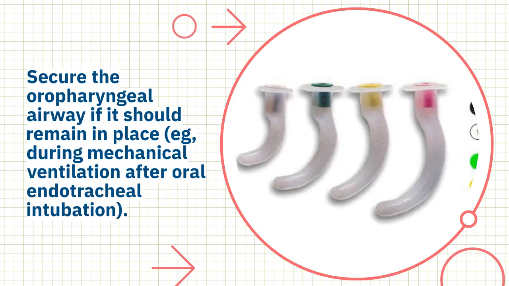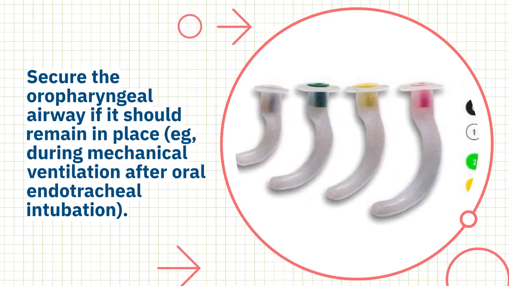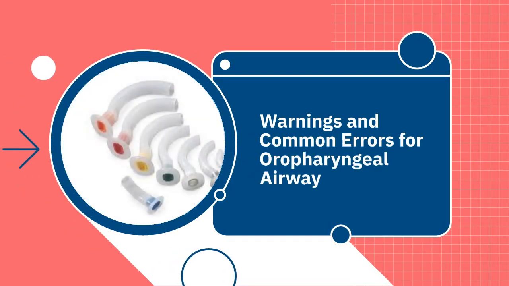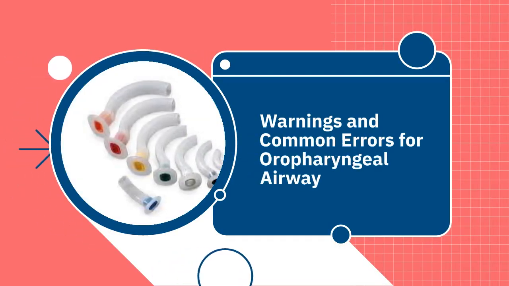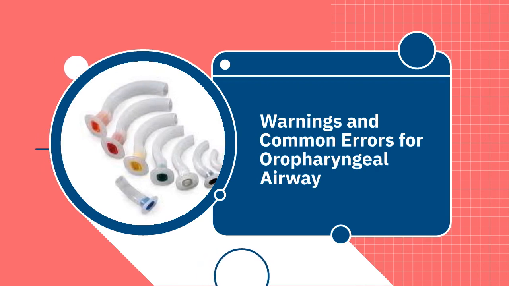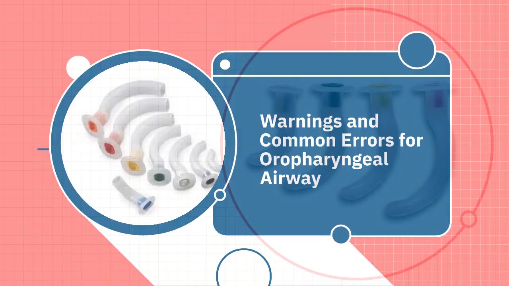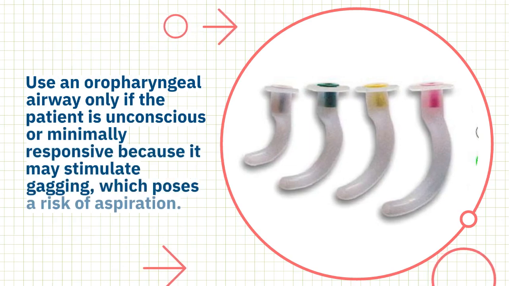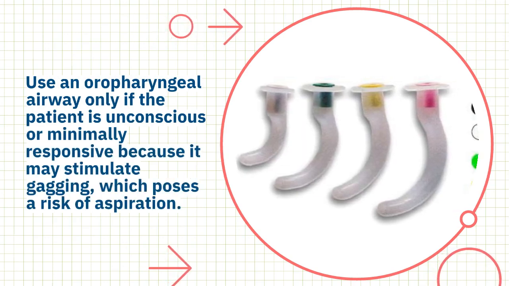Aftercare for oropharyngeal airway: ventilate the patient as appropriate. Monitor the patient and identify and remediate any impediments to proper ventilation and oxygenation. Secure the oropharyngeal airway if it should remain in place, e.g., during mechanical ventilation after oral endotracheal intubation.